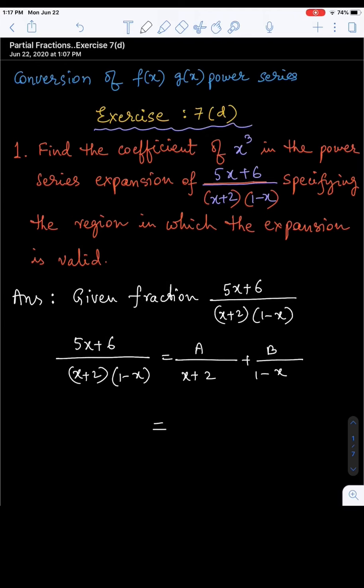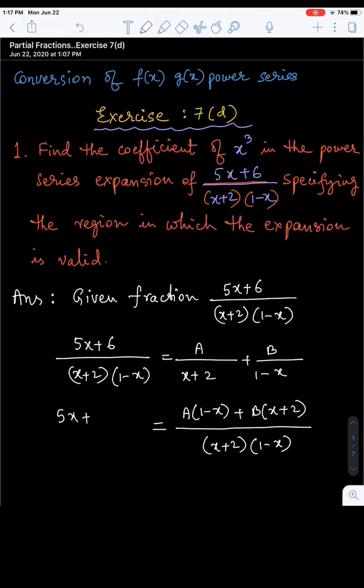Next step is, here we should take LCM. That is a into (1 minus x) plus b into (x plus 2). LCM is (x plus 2) into (1 minus x) here. This is LHS.